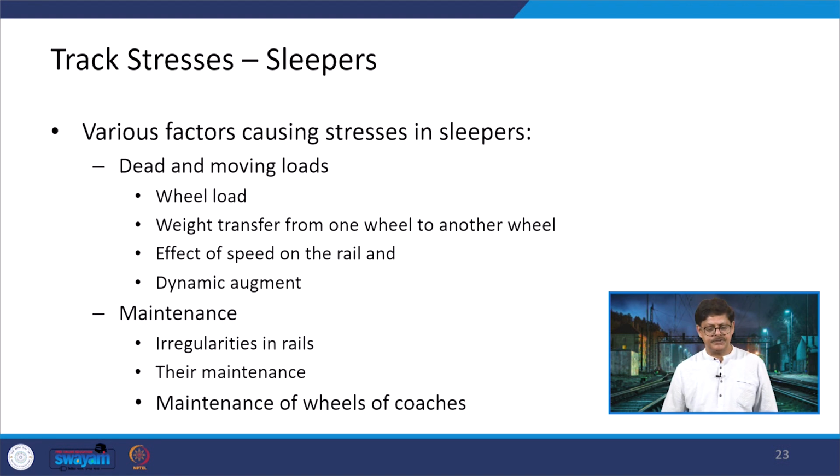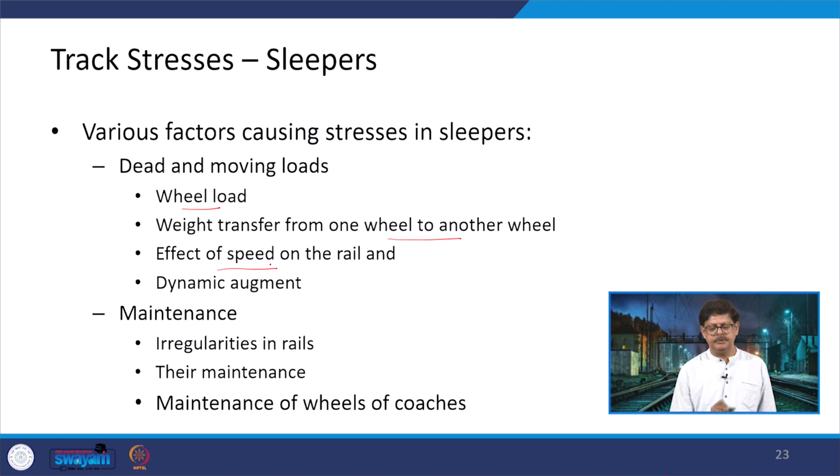Now, let us come to the sleepers. What are the factors which cause stresses in the sleepers? The very first thing is the type of loads which are going to be at the top of the sleeper through the rails. Rails have been placed at the top of the sleeper, so there is the weight of the rail. If a locomotive is standing there, then the weight of the locomotive or the wagons will also be there. So, that means there is a wheel load, and there is a transfer from one wheel to another wheel, and that transfer of weights depends on the proximity of the wheels, where we talked about the x and the 6x conditions.